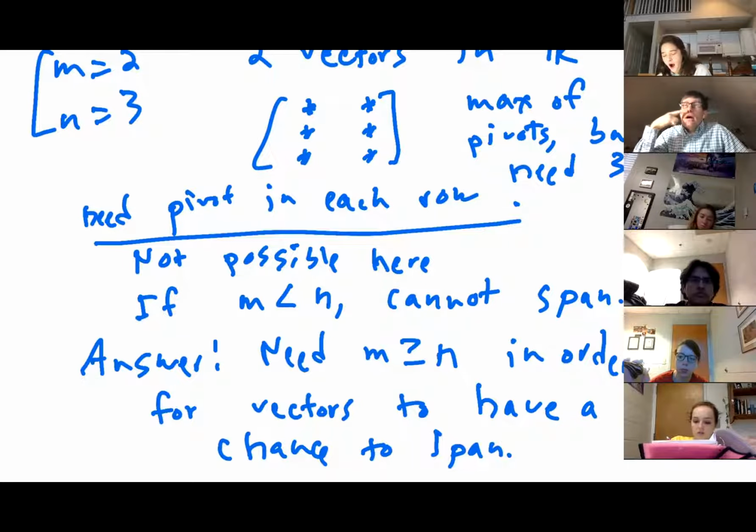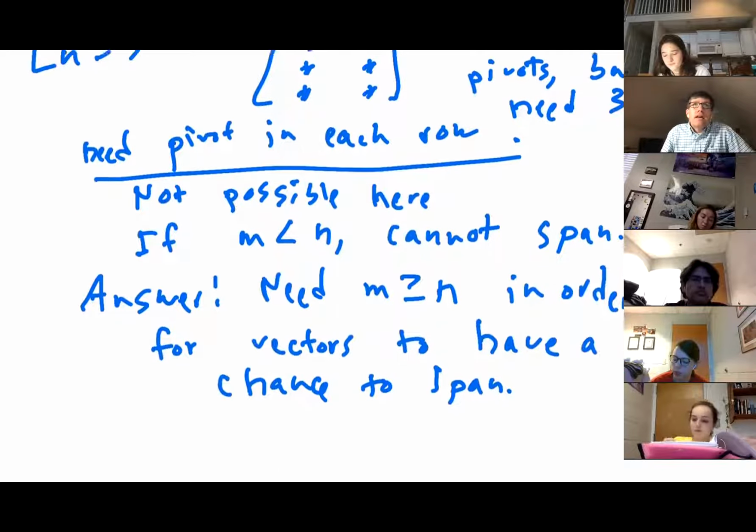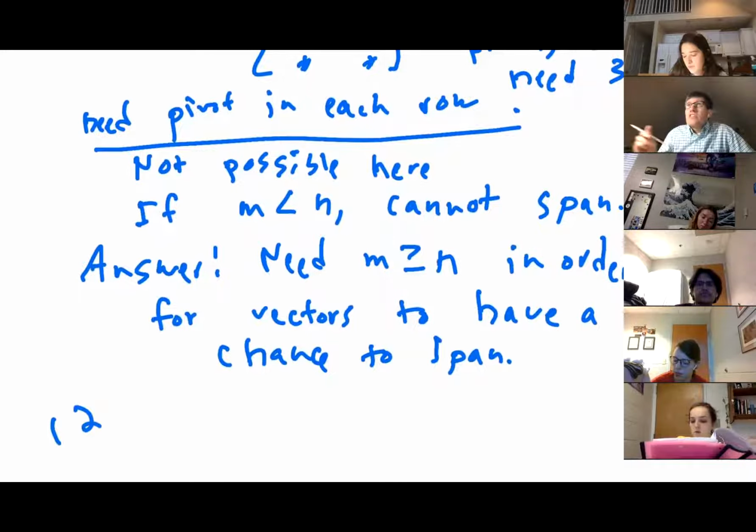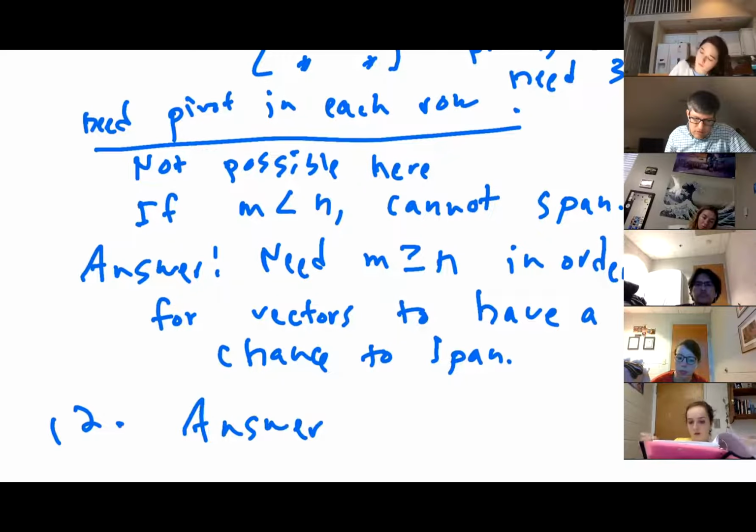So can you make a guess as to what number 12 is? Number 12 says the same question, only: when is it possible to be linearly independent? I think so. It's going to be exactly the opposite, right? So for the answer, n is greater than or equal to m.